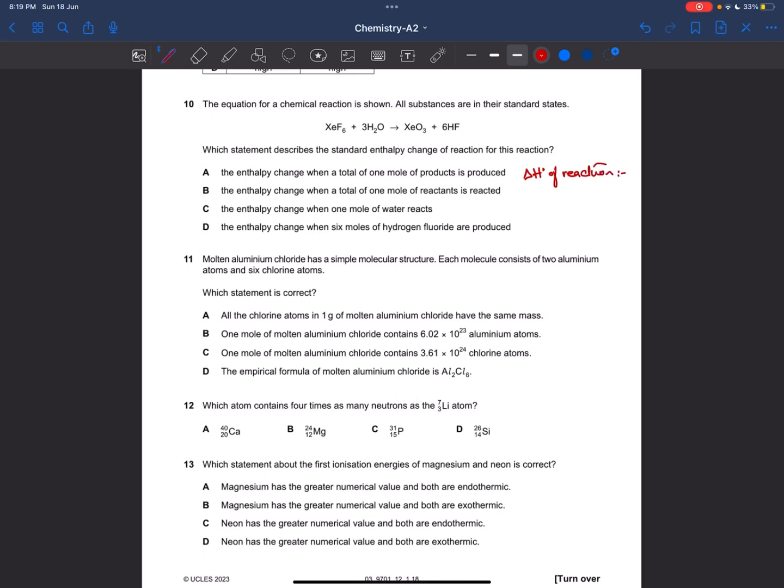This says that the energy change when, not 1 mole, but when molar quantities of reactants react together to form products.